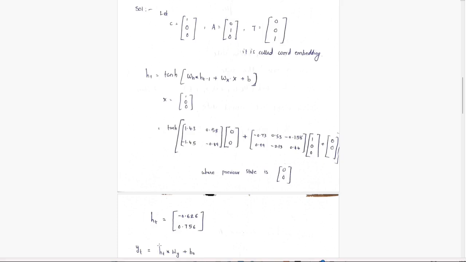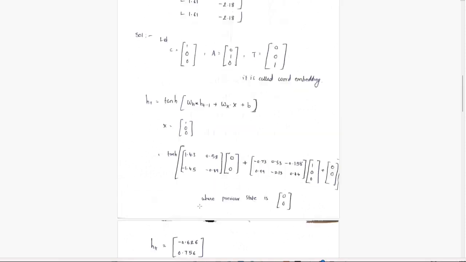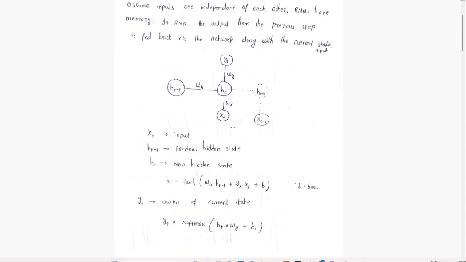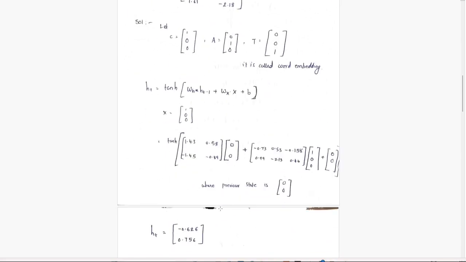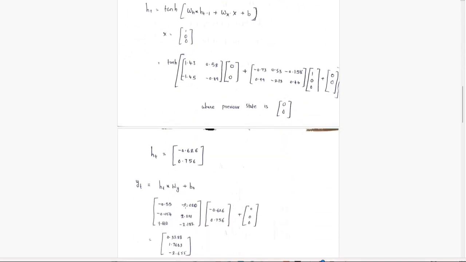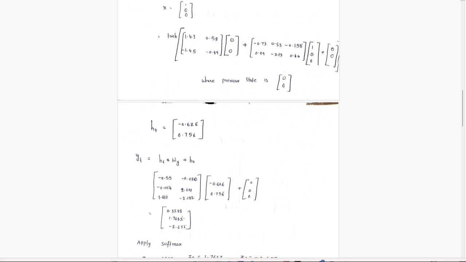Before doing this operation, we have to be careful about the matrix dimensions. Next, the HT means here we got it. This is HT, the current state output we have obtained. Now, with the help of this current state and the WY weights, we can get the current YT. So WY we have already taken, and HT we have obtained. Then B naught, right now I am taking no bias, 0, 0, 0.